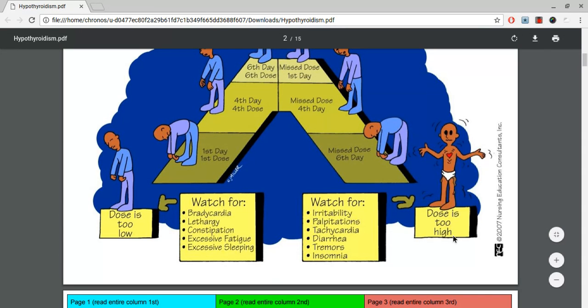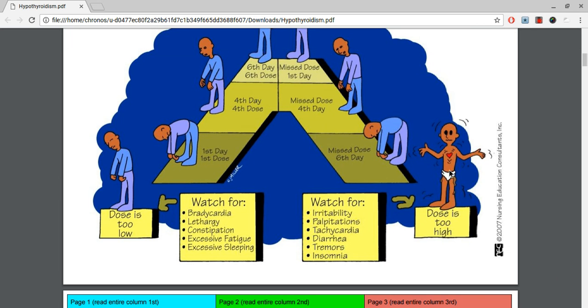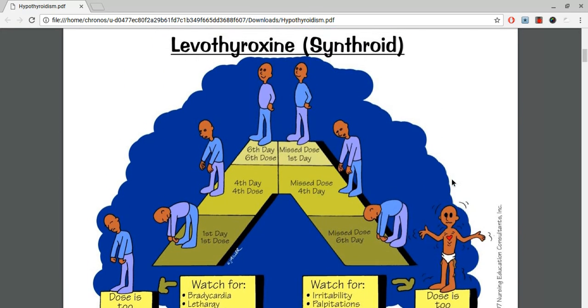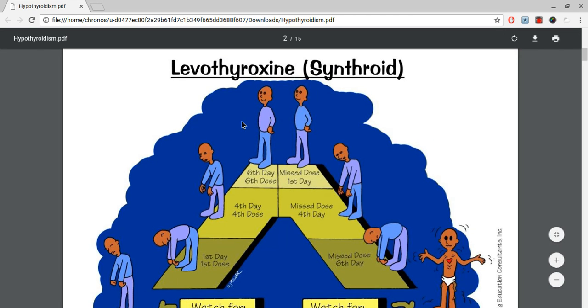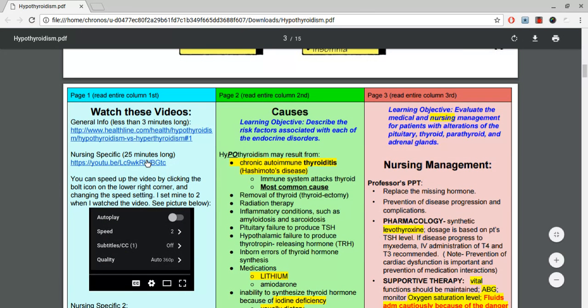If it's too much, then the patient is going to have signs and symptoms of hyperthyroidism. So they're going to be really fast. They're going to be irritable. They're going to have tachycardia and diarrhea because the GI tract is moving too fast. And this is just a nice visual that will help you memorize that.